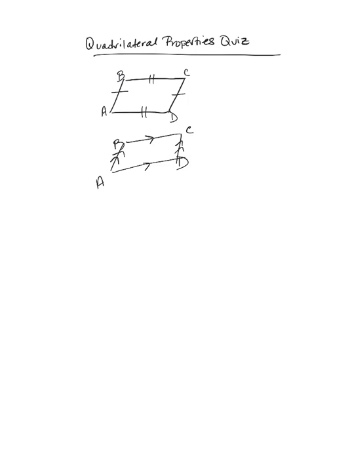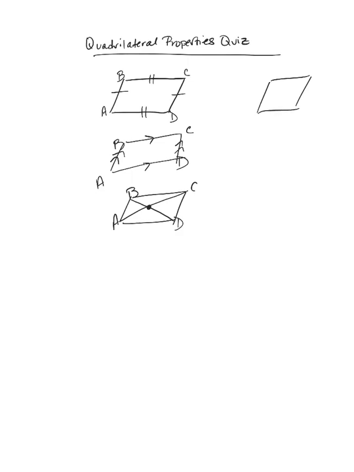Choice 3, the diagonals bisect each other. Okay, that is true in a parallelogram. The diagonals bisect each other. So if you have a quadrilateral and the diagonals bisect each other, then it's a parallelogram. Choice 4, both pairs of opposite angles are congruent.